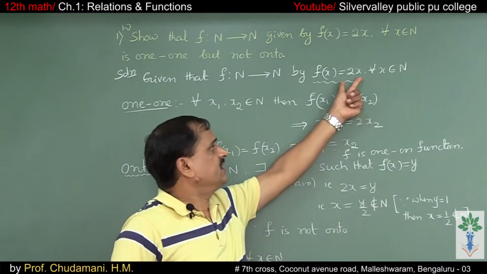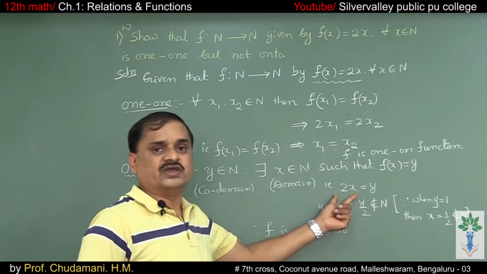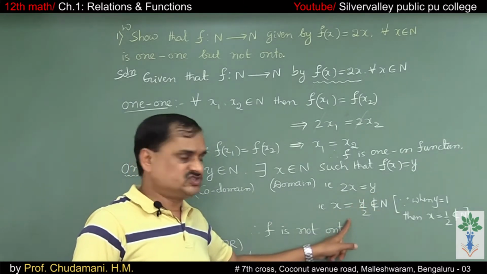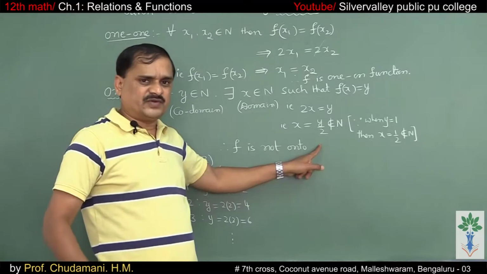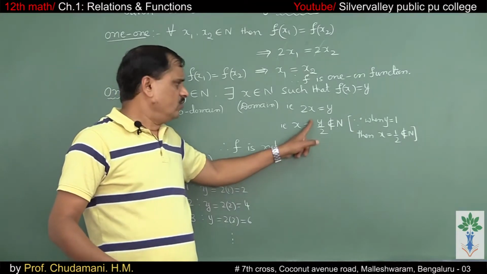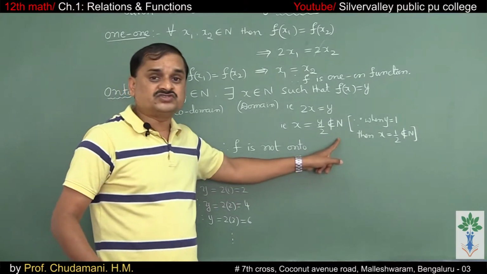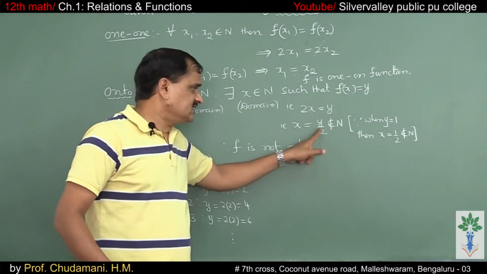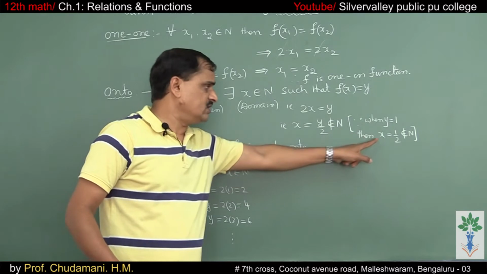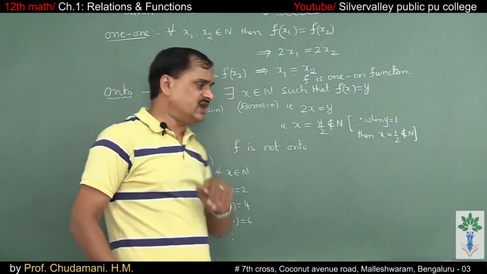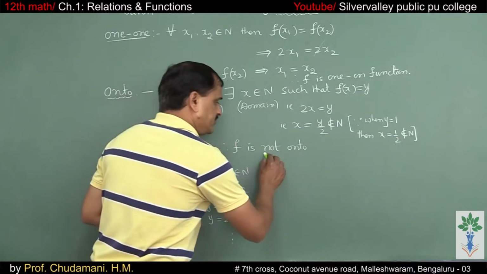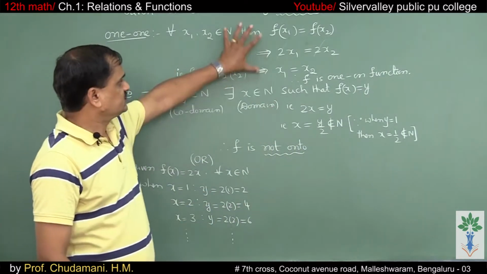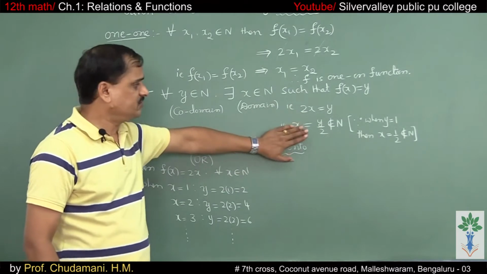What is f of x? It is nothing but 2x. 2x is equal to y. Solve for x: x is equal to y by 2. If I select y as 1 by 2, 1 by 2 is not a natural number. So y belongs to N, but x does not belong to N. 1 by 2 does not belong to natural numbers. Therefore, f is not onto. So this is one of the methods.